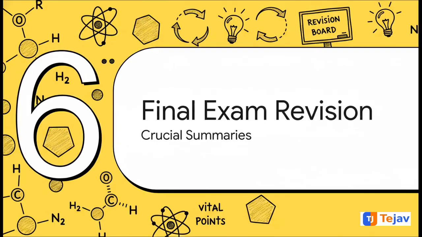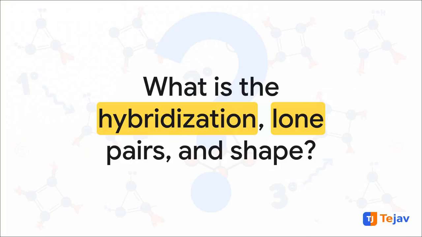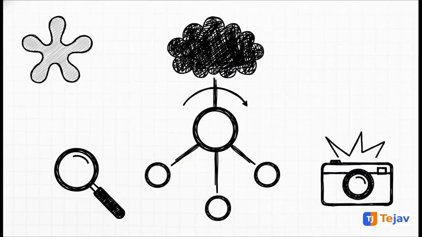All right, time for our final exam revision. Let's power up the final revision board and lock in these vital NCERT points. Think fast for this rapid quiz. What is the hybridization, the lone pair count, and the molecular shape of amines? You should immediately be picturing those 3D models we just built together. You should be picturing sp3 hybridization, exactly one lone pair, and a trigonal pyramidal shape.